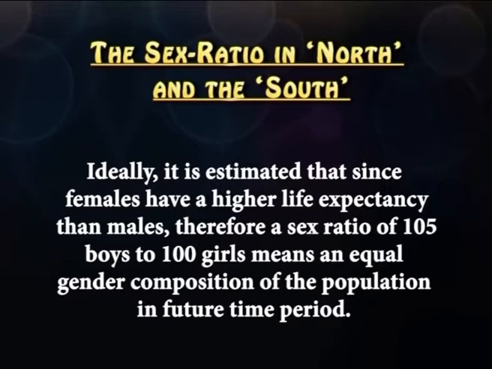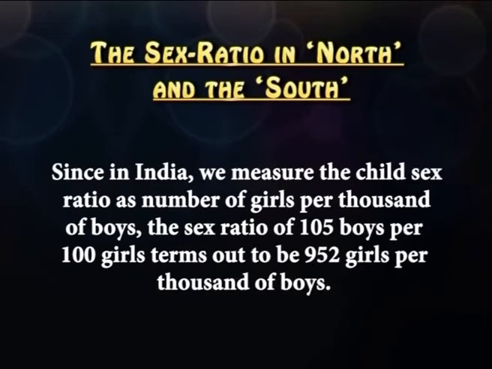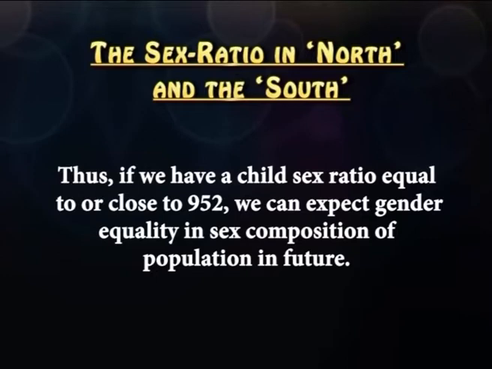Ideally, it is estimated that since females have a higher life expectancy than males, a sex ratio of 105 boys to 100 girls means an equal gender composition of the population in the future time period. Since in India we measure the child sex ratio as the number of girls per thousand boys, the sex ratio of 105 boys per 100 girls turns out to be 952 girls per thousand boys. Thus, if we have a child sex ratio equal to or close to 952, we can expect gender equality in the sex composition of the population in future.